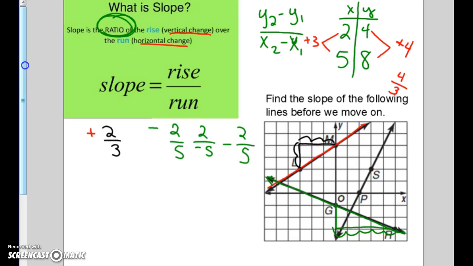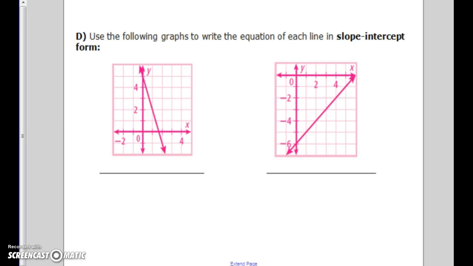It does not matter where the negative goes, but the negative gets applied to one of the numbers, not both of them. Okay? And then we have SP over here. Positive slope or negative slope? Positive. And how do I get from P to S? 2 over 1. Fantastic. Very good.